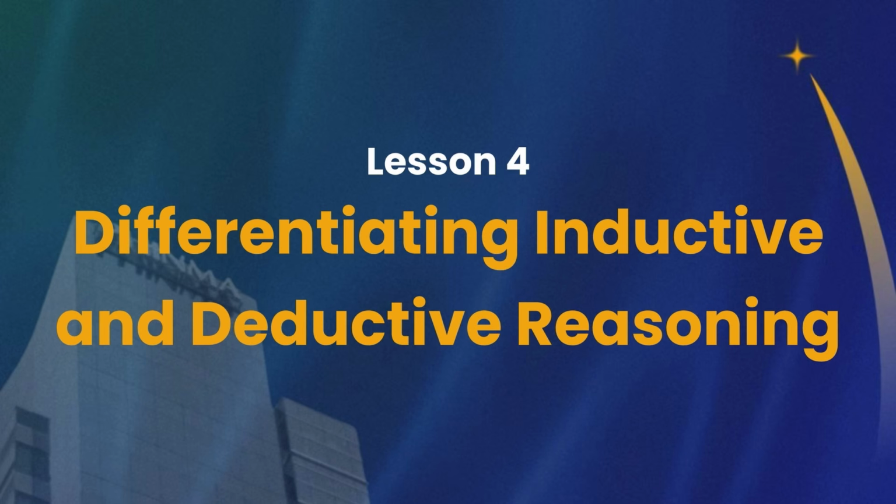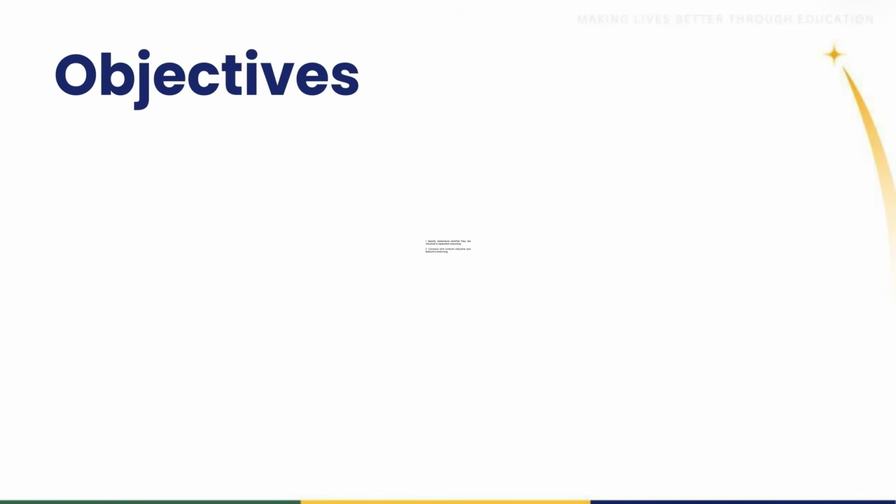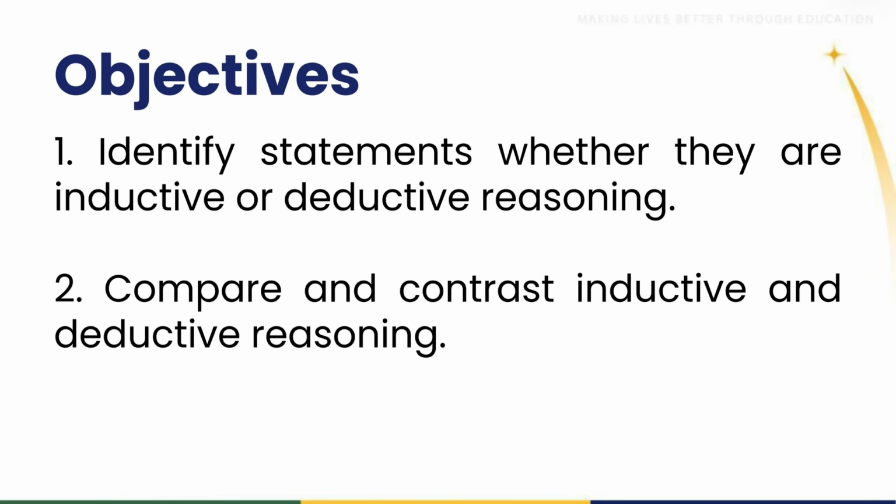For today's lesson, we're going to learn about two ways of reasoning, inductive reasoning and deductive reasoning. We will learn what they mean, how they are different, and how to identify them using examples. Let's get started. But before we start, let's look at our objectives for today's lesson.